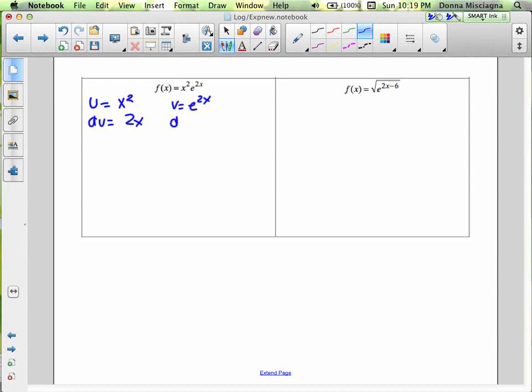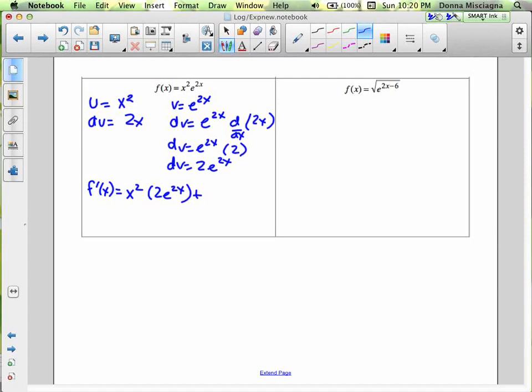The derivative is going to be the exact copy, e to the 2x, times the derivative of our exponent, which is 2x. Derivative of 2x is just 2. So let's rewrite that as 2e to the 2x. All right, so our derivative, f prime of x, is going to be the first, which is x squared, times the derivative of the second, which is 2e to the 2x, plus the second, which is e to the 2x, times the derivative of the first, which is 2x.